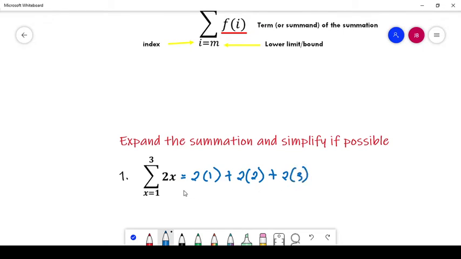Okay? And then, we solve it now. 2 times 1, we have 2. Plus 2 times 2, 4, plus 2 times 3 is 6. And then get the sum. We have 2 plus 4 plus 6 is equal to 12. Now, the summation of 2x as x from x equals 1 to 3 is equal to 12. Okay? Next.